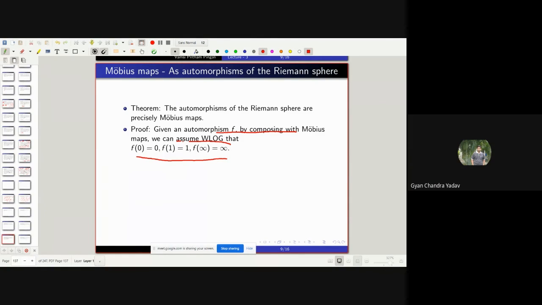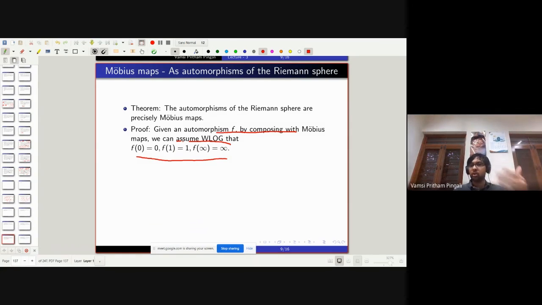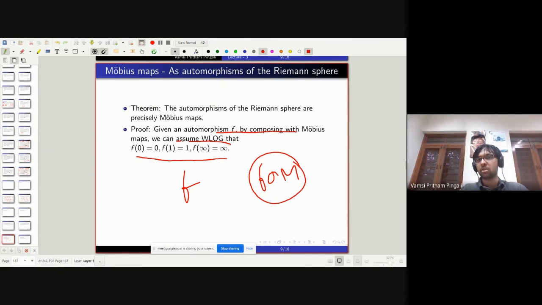Excellent. And we know that Mobius maps are automorphisms of the Riemann sphere, and composing two automorphisms gives you an automorphism. So if f does not do this, you take f composed with some Mobius map, and this is also an automorphism. If you manage to prove that this thing is a Mobius map, then f was originally a Mobius map to begin with.